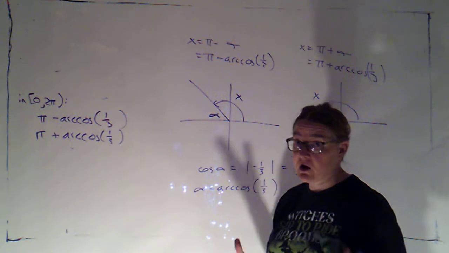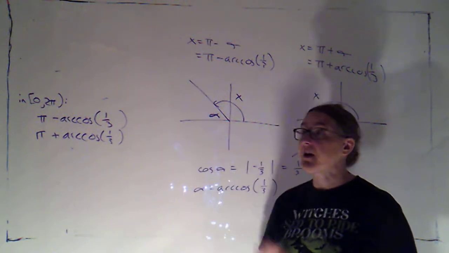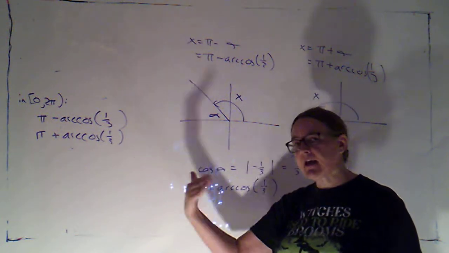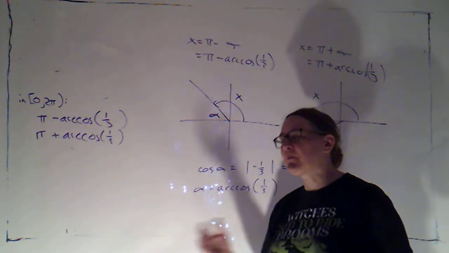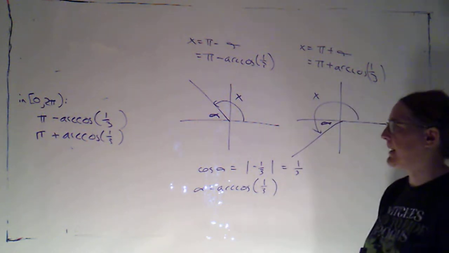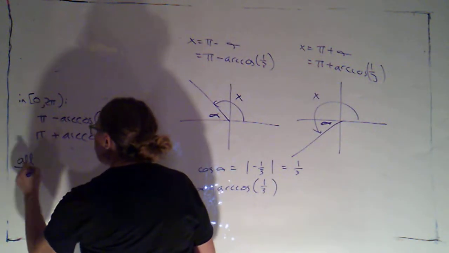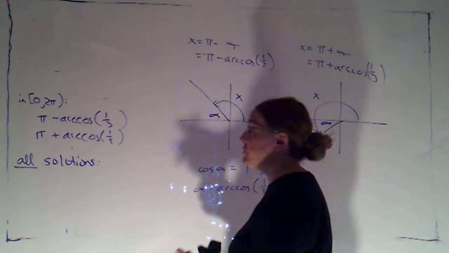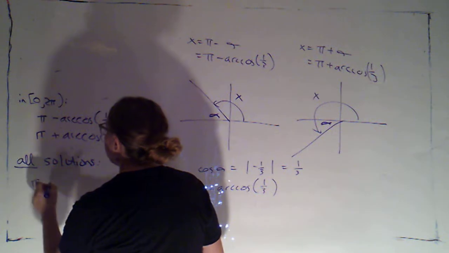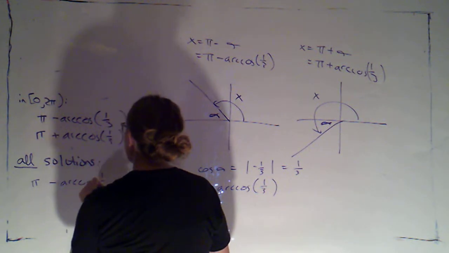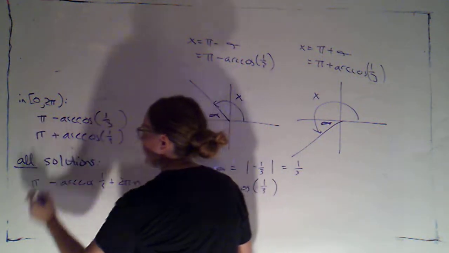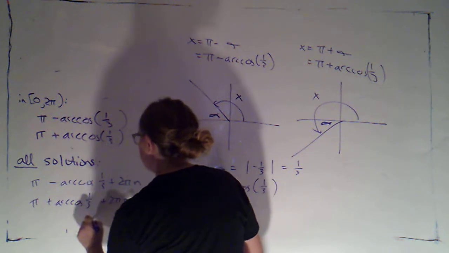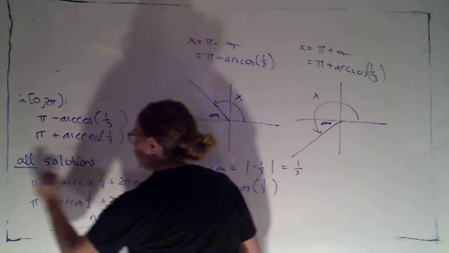I think the simplest thing to start with would be to take out a calculator, make sure you're in the appropriate radian or degree mode, plug in your answer, plug in the book's answer. If you get the same decimal approximation, they're probably just equivalent ways of describing the same thing. Okay. Now if I wanted all solutions, it's the same basic thing. I'm just going to add a multiple of 2 pi to each of these. So I'm going to get pi minus arc cosine of 1/3 plus 2 pi n, and then pi plus arc cosine of 1/3 plus 2 pi n, in both cases where n is an integer.